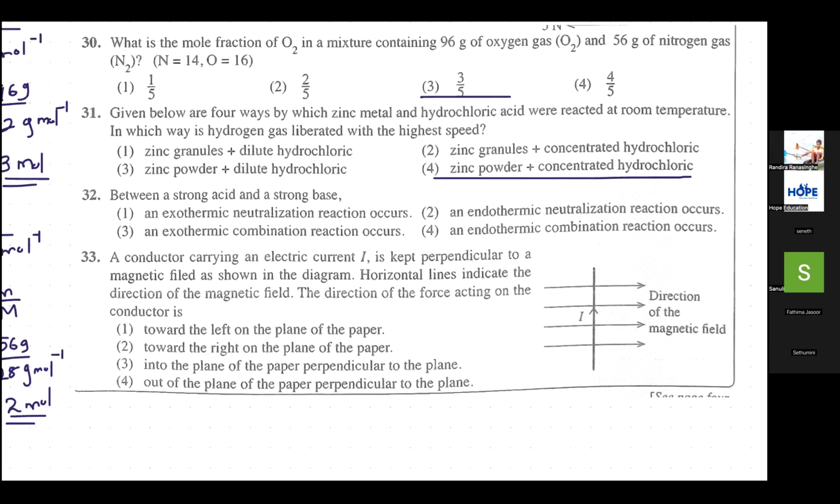Between a strong acid and a strong base, we know it is a neutralization reaction. Is a neutralization reaction exothermic or endothermic?